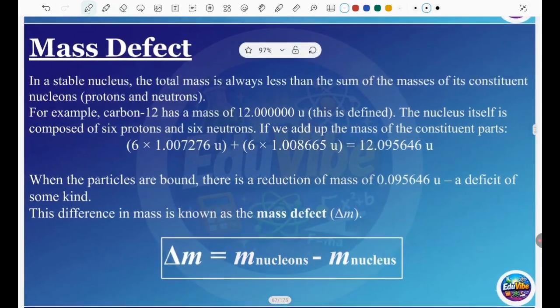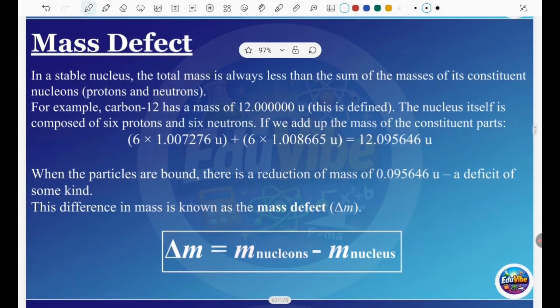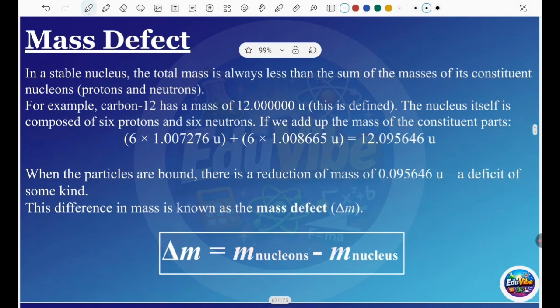Let's move on to the main topic of today, which is the mass defect. In the stable nucleus, again involving the nucleus, the total mass is always less than the sum of the masses of the constituent nucleons, which are the protons and the neutrons. So the total mass we calculate is always less than the sum of the masses of the protons and the neutrons.